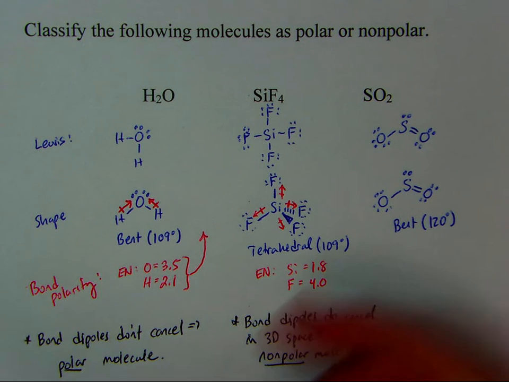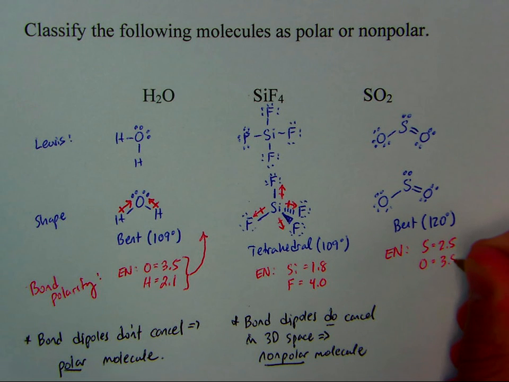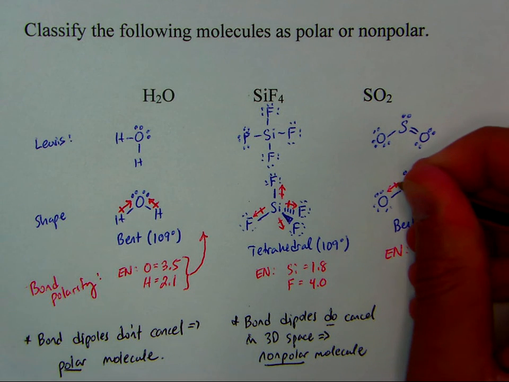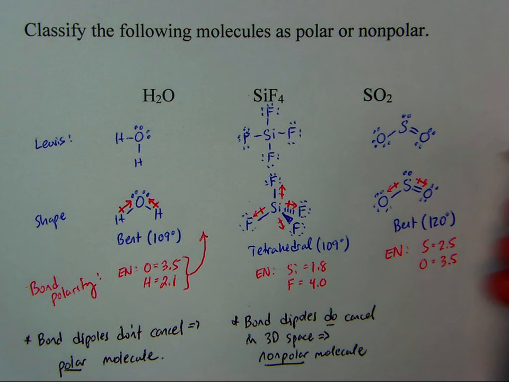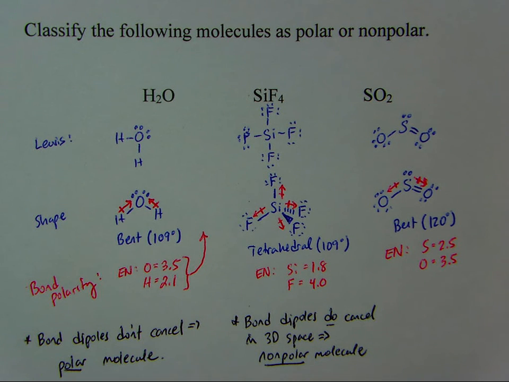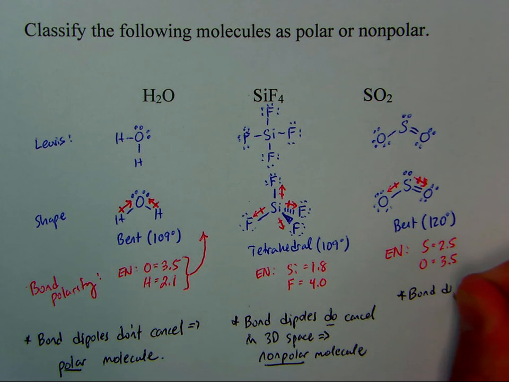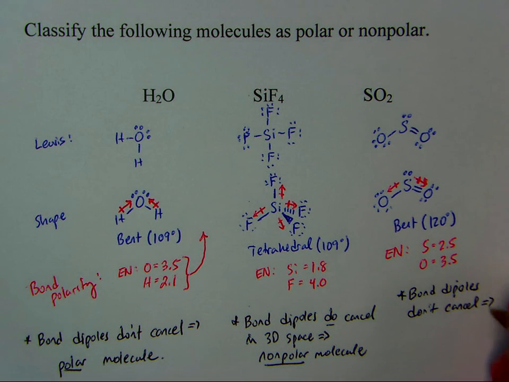We need to look at the bond polarities. To do that, we need electronegativity values. The electronegativity of sulfur is 2.5. Oxygen is 3.5. Means our bond dipoles are going to look like this. Okay. Pointing along, that one's kind of tough to see, along the bonds in these directions. Okay. We ask ourselves, do these bond dipoles cancel out in space? They do not, because they're not pointing in opposite directions. They're both pointing down to some extent. Okay, so bond dipoles don't cancel. Therefore, the molecule is polar.